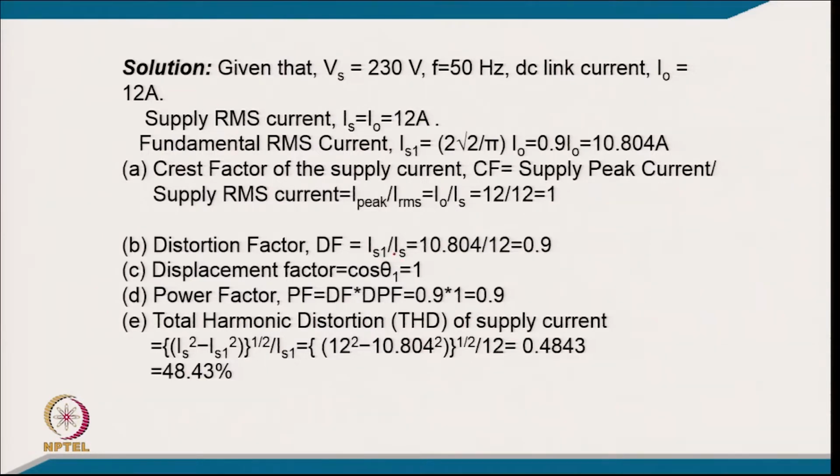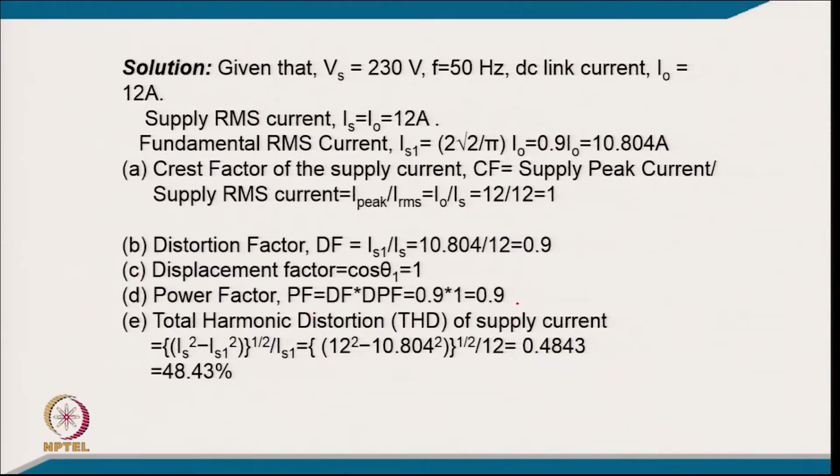So, the crest factor of this non-sinusoidal wave is only 1. The distortion factor we define as the fundamental RMS current divided by the total RMS current, and we take the values from what we calculated, 10.8 divided by 12. So, it comes 0.9. And the displacement factor, that is cos phi 1, where phi 1 is the angle difference between the fundamental voltage and fundamental current, and in this case that angle is 0. So, cos phi 1 is 1, so the displacement factor equals 1, and the power factor, PF equal to DF into DPF, is 0.9 into 1.